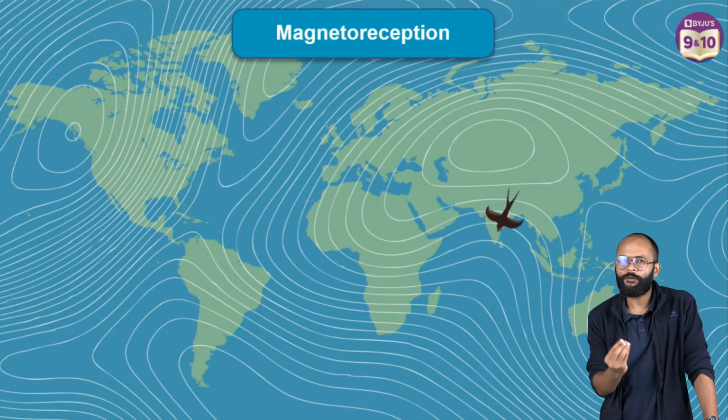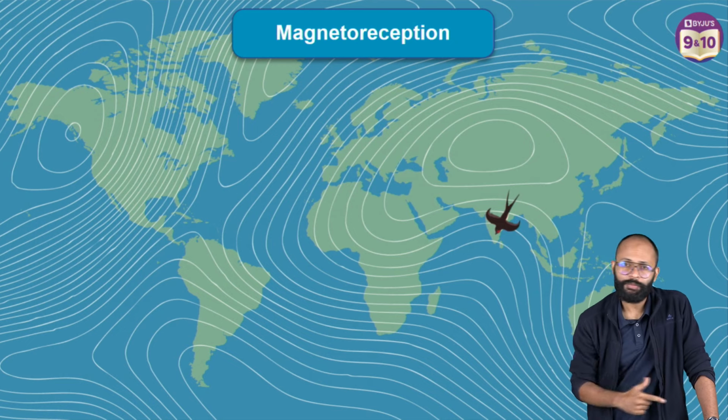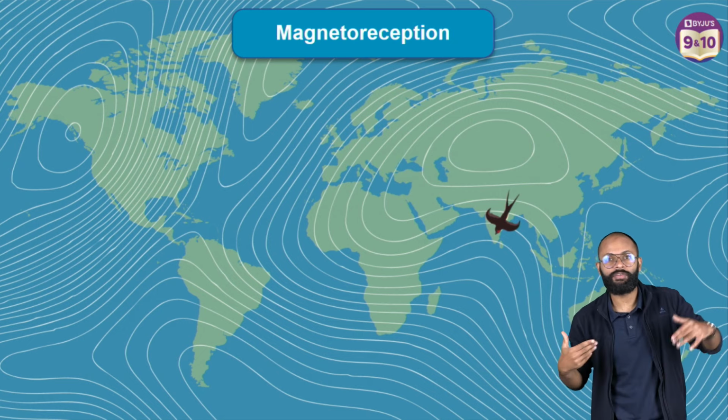It is a way of sensing the Earth's magnetic field, right? So a compass was kind of doing magnetoreception. It's not just the compass. There are organisms, living bodies, who can sense the magnetic field of the Earth.